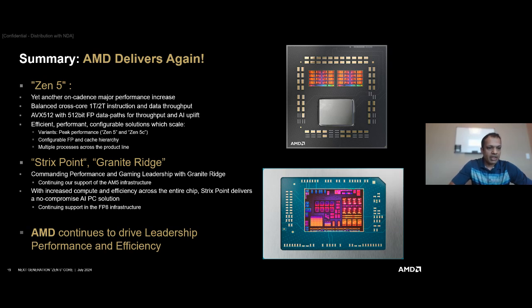Strix delivers increased compute and efficiency across the entire chip with a no compromise AI PC solution, and on Granite Ridge again, commanding performance there, gaming leadership, and continuing our support of the AM5 infrastructure. So with that, I hope it is clear that AMD continues to drive leadership in both performance and efficiency. And I think any other closing thoughts, Mike, before we open up to questions?